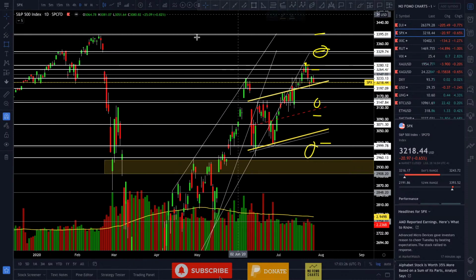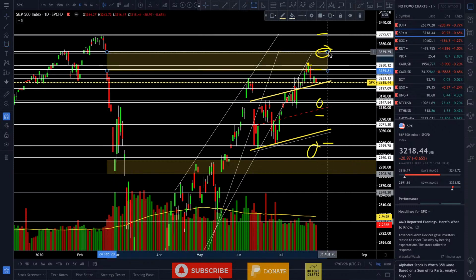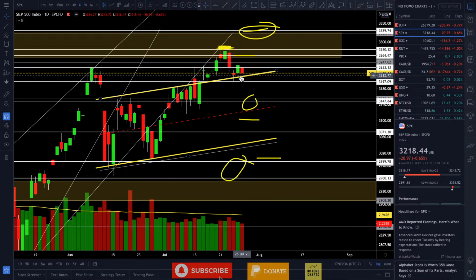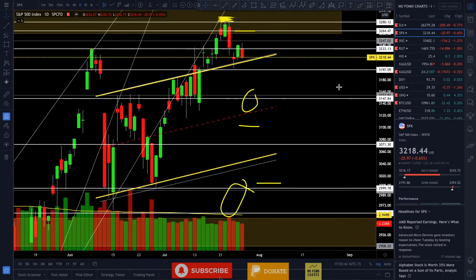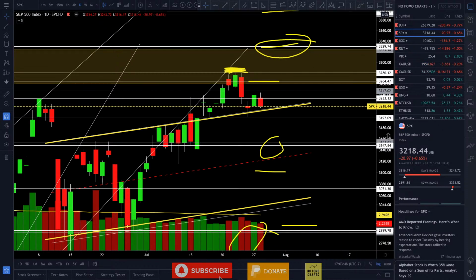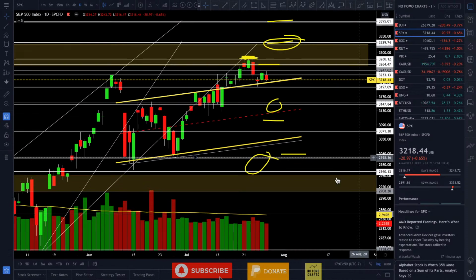Let me go ahead and draw the yellow box. That's the gap resistance, right up here in this upper 3,300 range. Then it pulled back down to the trend line, then bounced and consolidated. A little bit of a piercing bounce. See on this candle? Let me zoom in. Pierce, up, sideways. So again, S&P 500, we have to watch out for earnings.